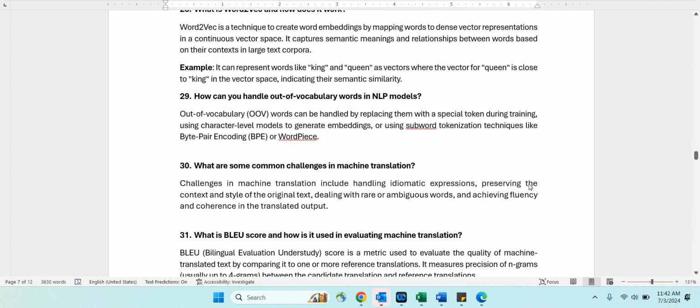What are the common challenges in machine translation? Challenges in machine translation are plenty, and they include handling idiomatic expressions, preserving the context and style of the original text, dealing with ambiguous words or rare words, and achieving fluency and coherence in the translated output. All these are challenges that we normally face with machine translation.